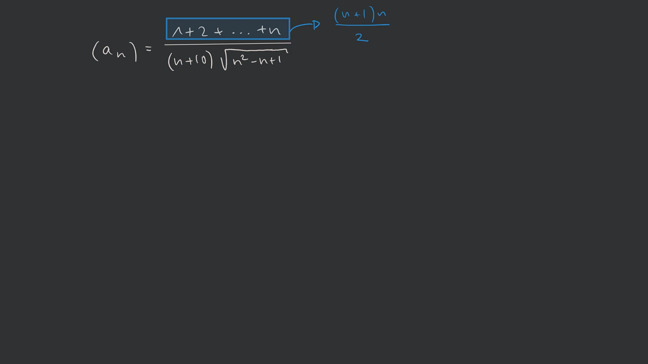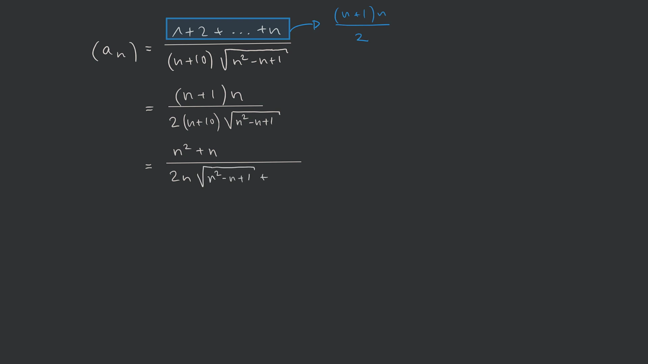So we replace the numerator by that new blue expression and we get the following. We get (n plus 1) times n divided by 2 times (n plus 10) times the square root. In the next step, we do all the multiplications, both in the numerator and the denominator. That means we break up the brackets by expanding the multiplications. That means we have n squared plus n in the numerator, and we have 2n times that long square root plus 20, and again the long square root.